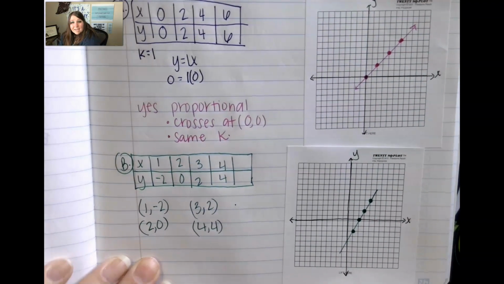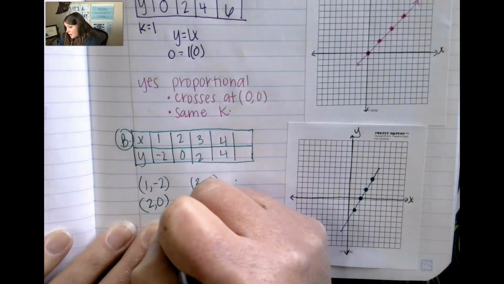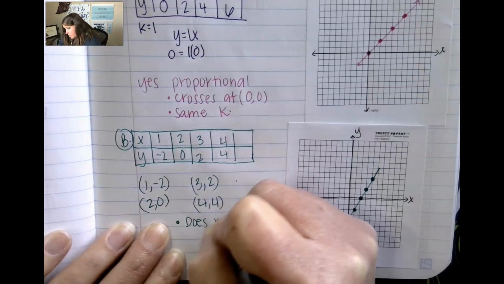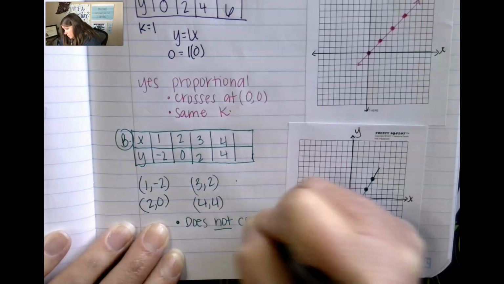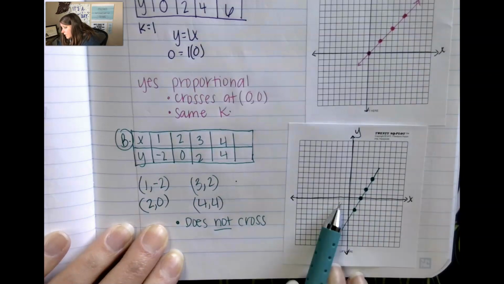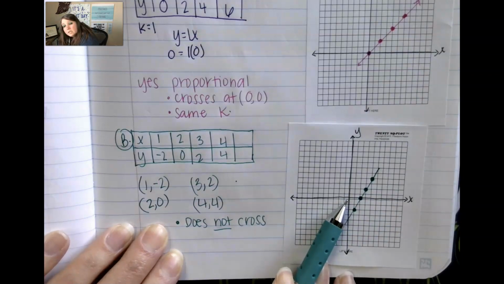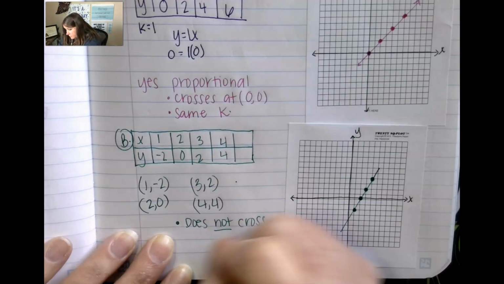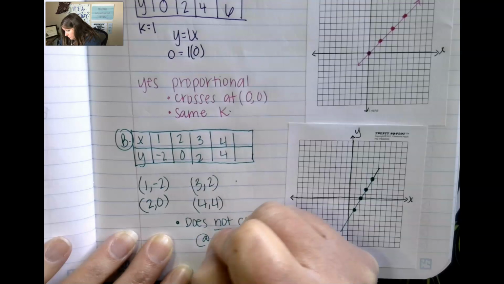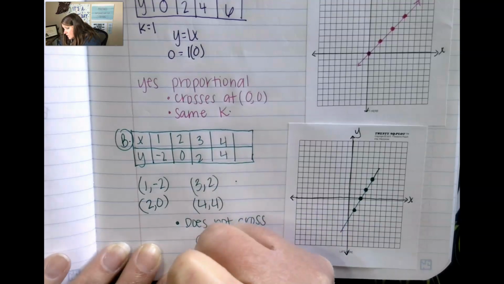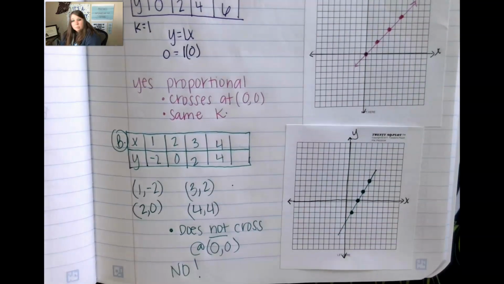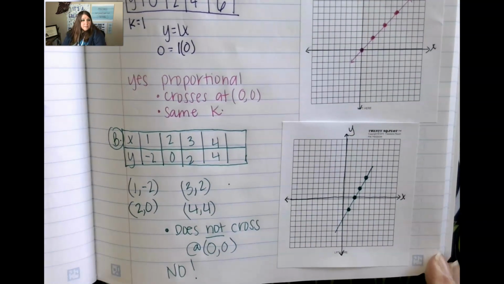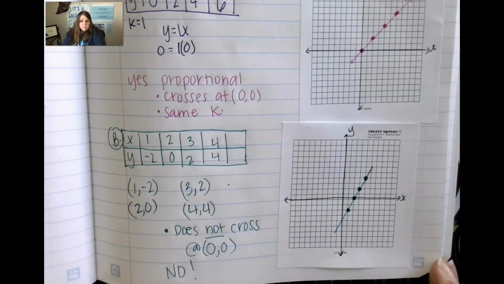But the second part of this is that it does not cross at 0, 0. Here's 0, 0 right here. The origin is right here. So because it doesn't cross at 0, 0, it does not work. So this one is a no, not proportional. This one is not a proportional relationship. It does not cross at 0, 0.